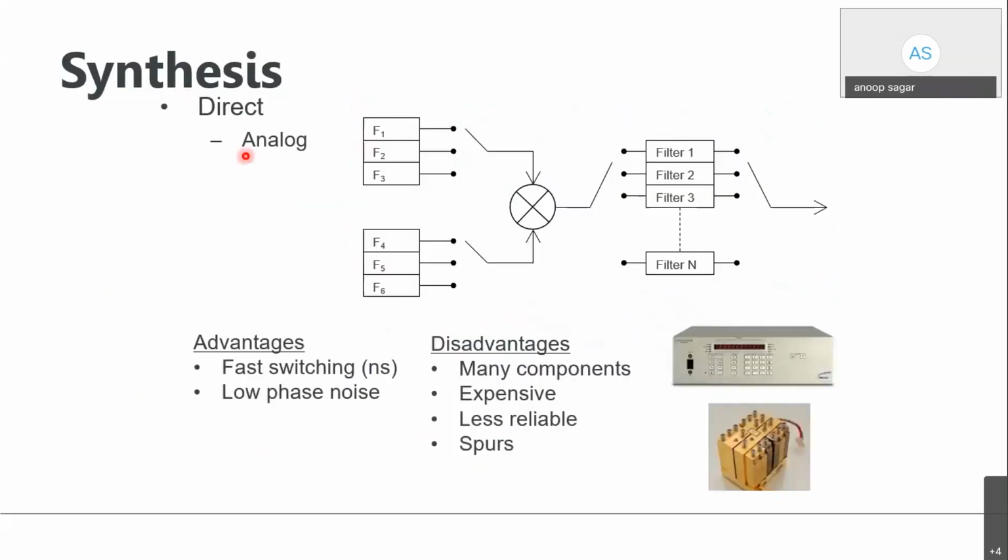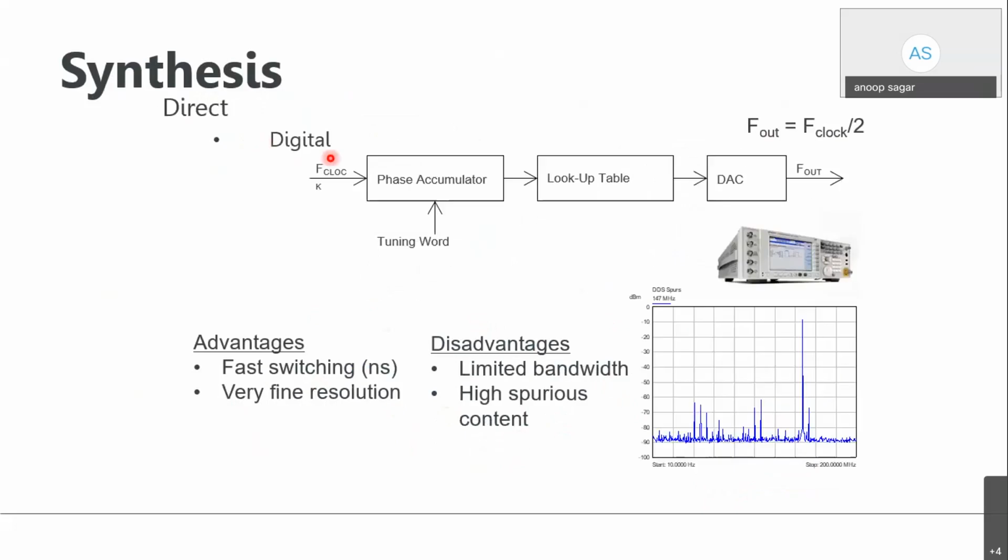So when you synthesize your signal with the direct method using the analog approach, it requires an individual filter for each individual frequency band. The advantage of the direct analog method is fast switching and low phase noise. The disadvantage is many components, so it's bulky, less reliable and expensive. The spur is better than the digital one, but it's still poor. Then this is a digital method.